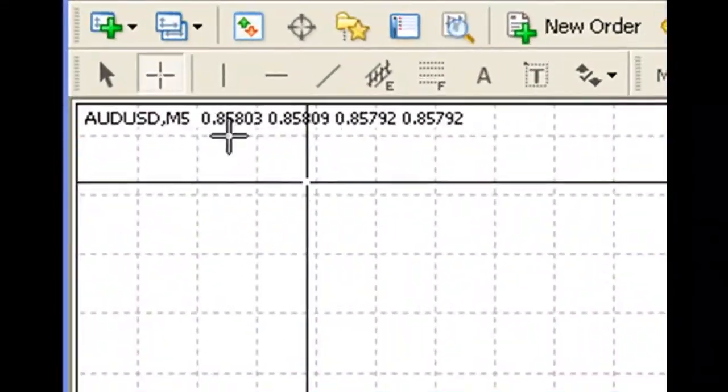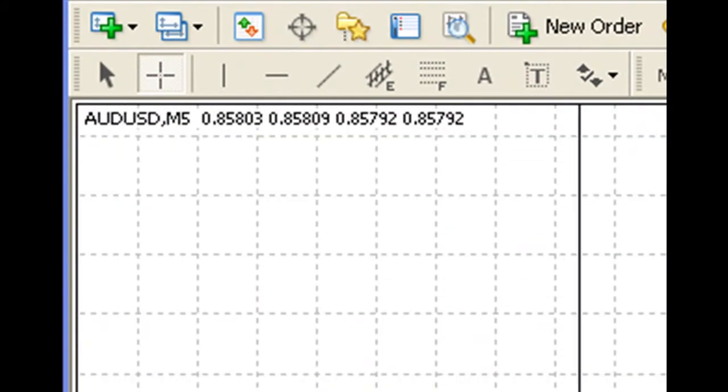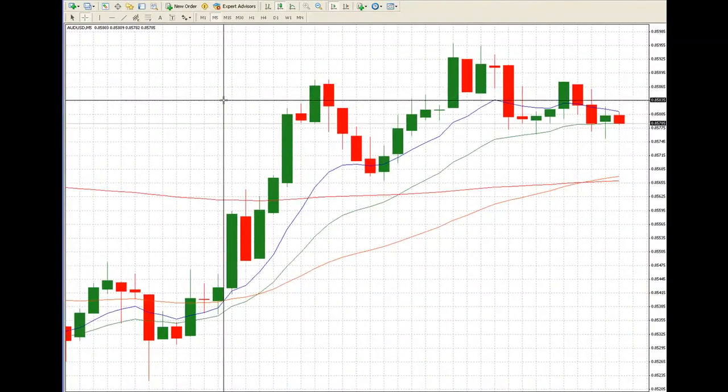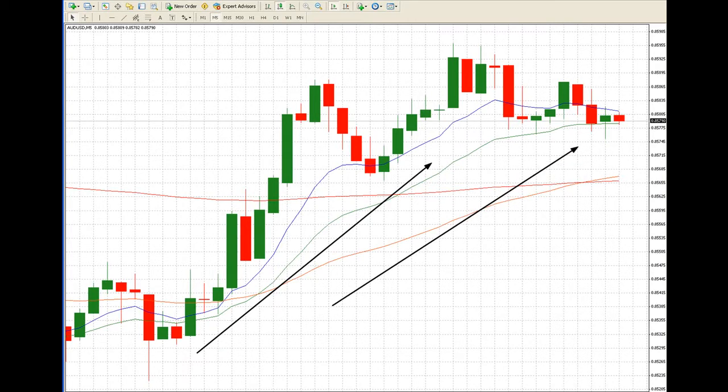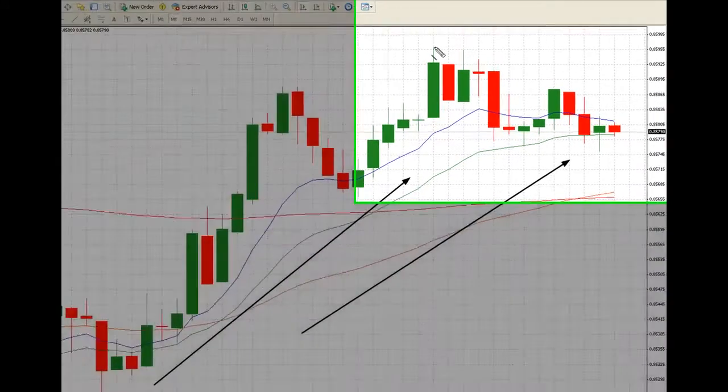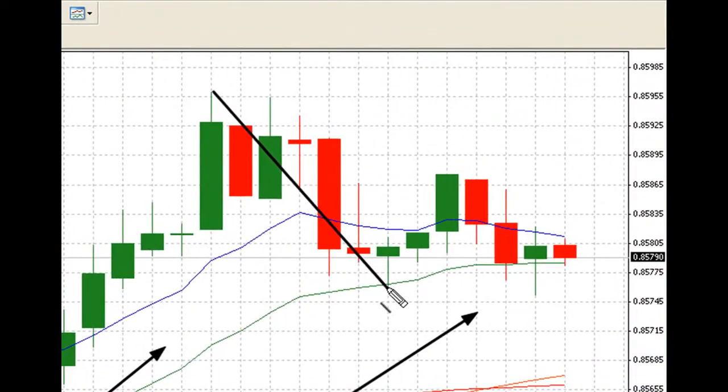Okay, here we've got Australian dollar against the US dollar on the 5-minute chart. As you can see here, we've got price trending up. We've got the MAs all lining up now, all trending up. And what we have here is a strategy 2 trade, A to B, B to C, C going down to D.